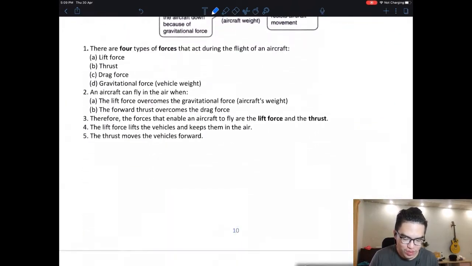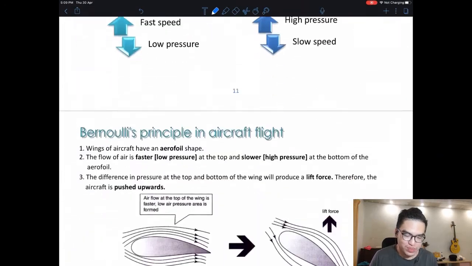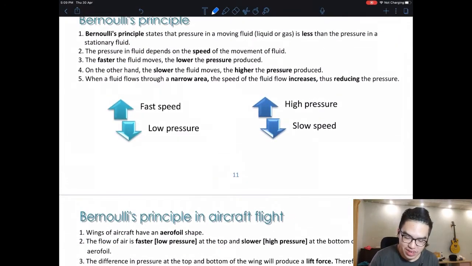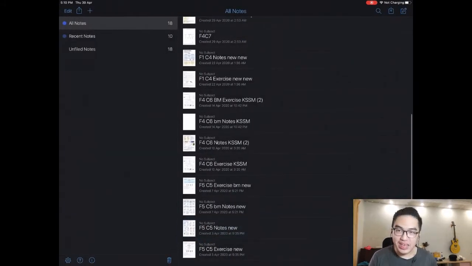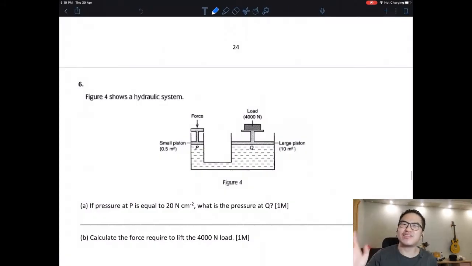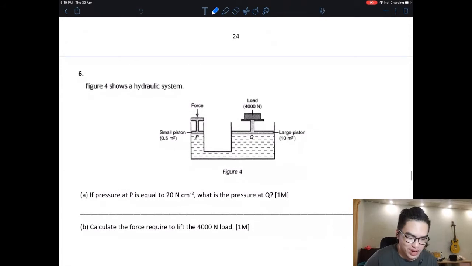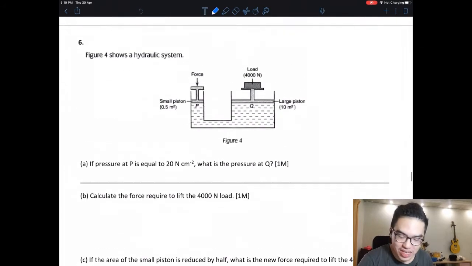Next week we are going to talk about aircraft, and we'll talk about a bit of Bernoulli's principle, and we'll be done with this chapter. I would say this is the hardest chapter for Form 5. If you can handle this chapter, the rest of the chapters are no problem, so simple. That's why it is a must for you to score an A in SPM. This is like 3 marks for you. Anyway, let's look at number 6, hydraulic system.